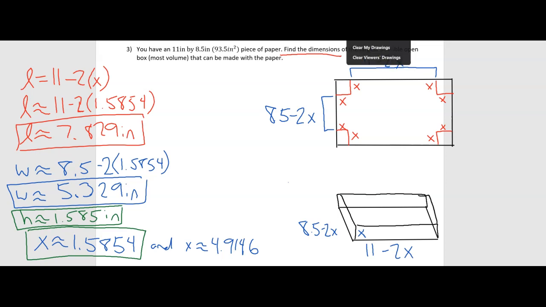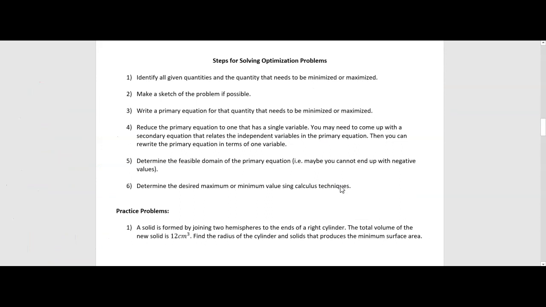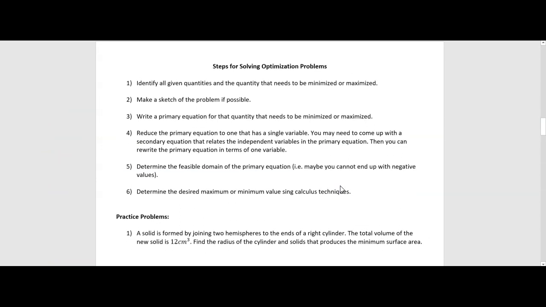Okay, let's see if we want to do any more problems, or we may just make a part 2 here actually. We will go over these steps, I think, and then we'll save these other problems for a part 2. So just some steps that you can think through when you're solving an optimization problem. Make sure you identify all the given quantities and the quantity that needs to be minimized or maximized. So in our previous problem, the volume was what needed to be minimized or maximized, and then we had to identify the length, the width, and the height. We made a sketch of the problem, because it was a problem that was definitely conducive to a sketch.